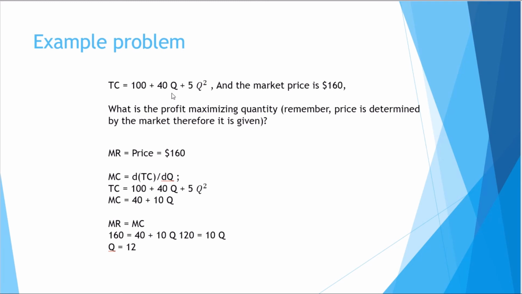Okay, here's an example problem that is going to be part of the discussion. The total cost for a firm is defined by this function: 100 plus 40q plus 5q squared. This is a perfectly competitive market, so the market sets the price. The price is set at $160. What is the profit maximizing quantity for this particular firm?